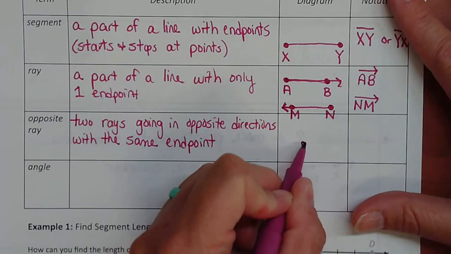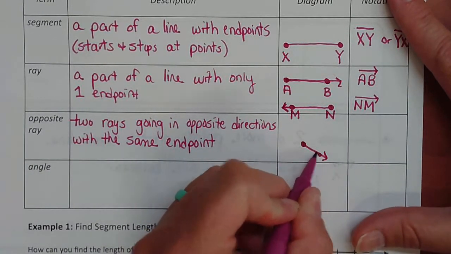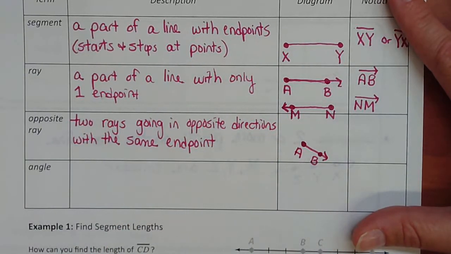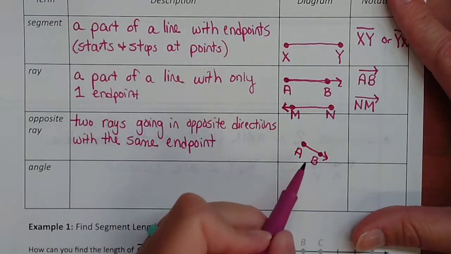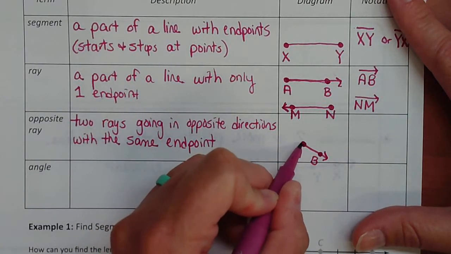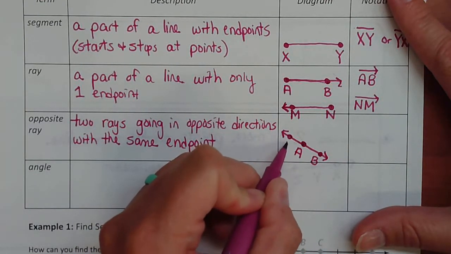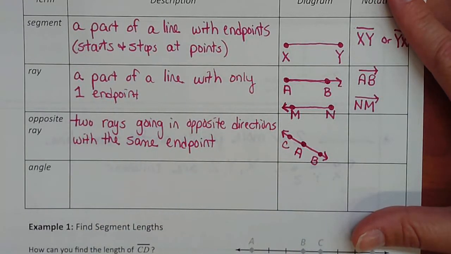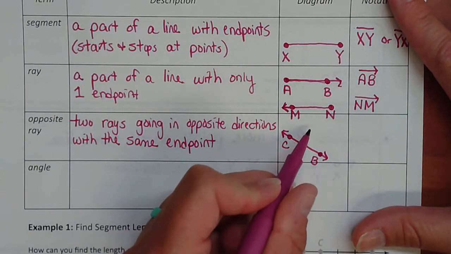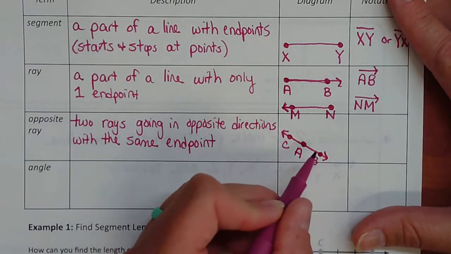So I'm going to draw one ray right here, and I'm going to call it AB. And there's one ray right there. But now I need to draw the second ray having the same endpoint as this one, but going in the opposite direction. What's the endpoint of this ray? A. So that means I'm going to start with A and go in the opposite direction. And that's ray AC. So I have two things going on here. I have this ray AB, this ray AC. They're opposite rays because they have the same endpoint of A, but they're going in opposite directions.